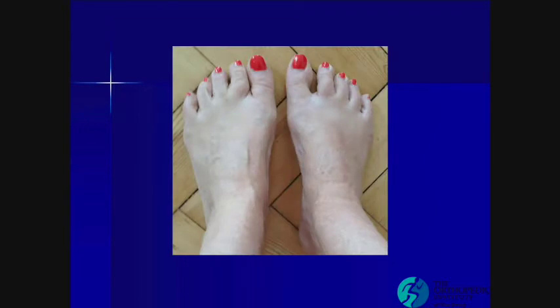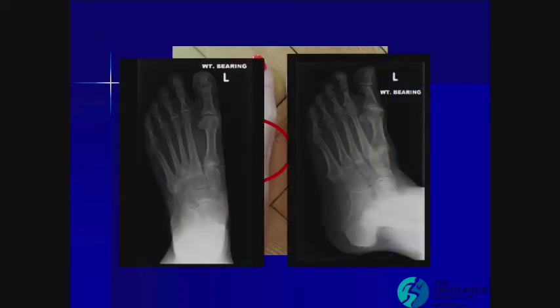Here's what they look like. Weight-bearing examination, you see how it's swollen at the bridge of the foot. Then you get the x-rays, and you see right in the middle here, bone on bone in this area of the foot.